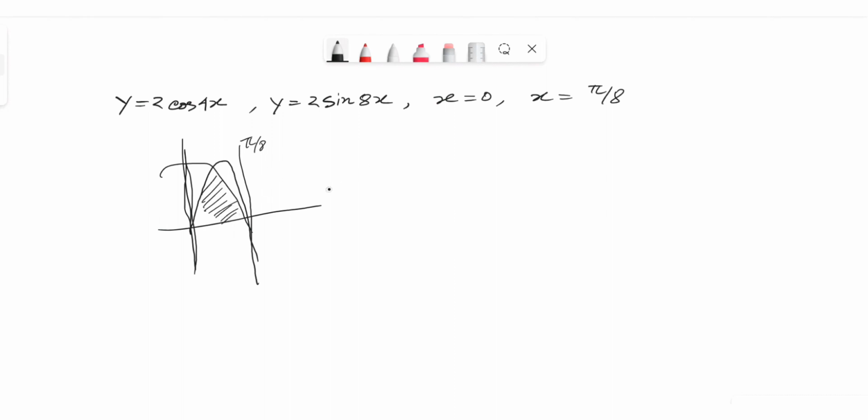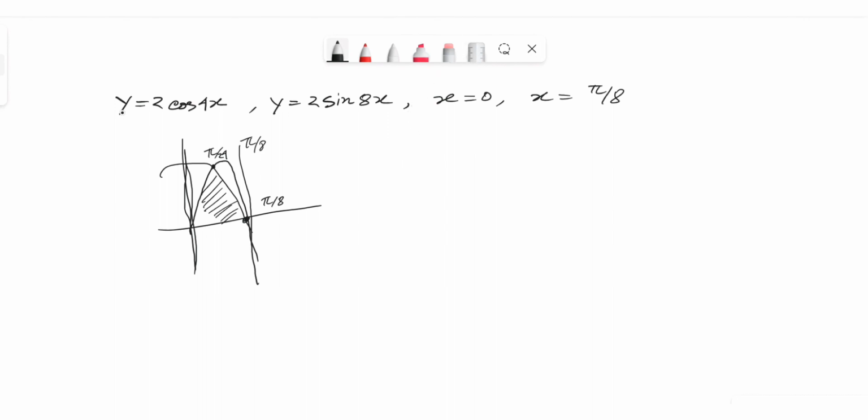How are you going to find this region? We can simply see the intersection point is here. This point will be pi by 24. This is the intersection point, this is 0, and this point will be pi by 8. So we need to find the area of this enclosure.